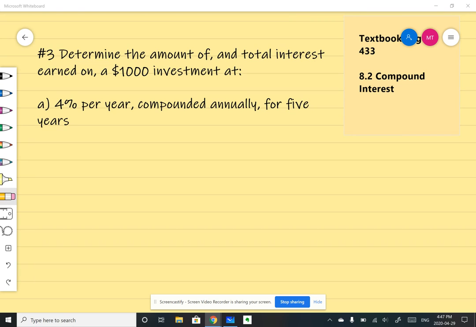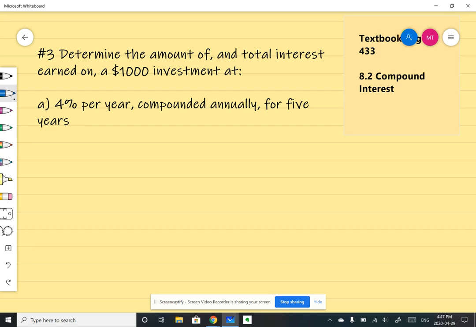So let's do question number 3A, which comes from the textbook, page 433. Number 3: determine the amount of and total interest earned on a $1,000 investment at 4% per year compounded annually for 5 years.